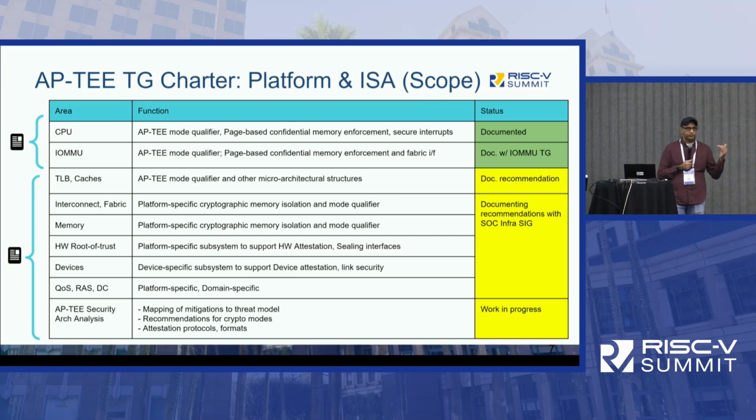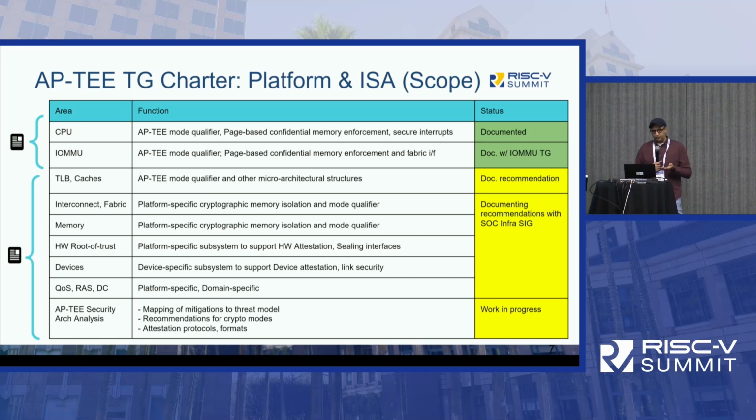From TLBs to page table caches to other I-side, D-side caches and combined caches. The hardware root of trust has some important recommendations in play here, right? Because we want to ensure that we have a TCB that we can report, independent from other TCB elements that may be reporting on the platform, and it's updatable, etc.